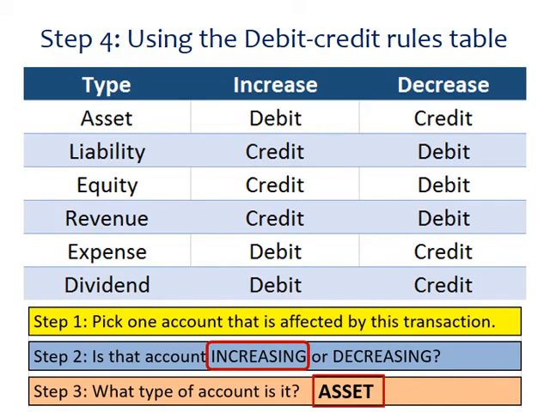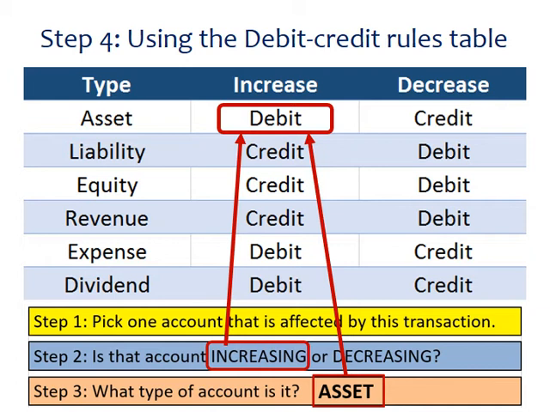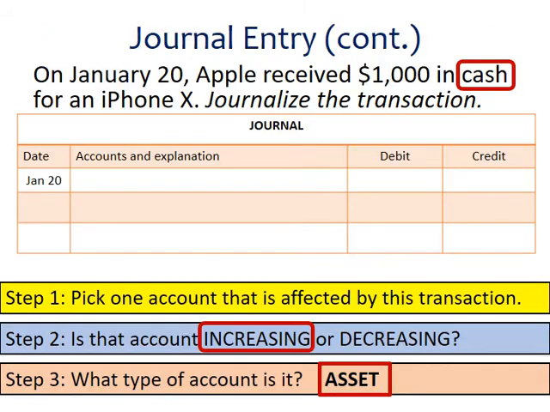We're going to combine those answers from Steps 2 and 3 to come up with whether we debit or credit cash. In Step 2, we said that the account was increasing, and in Step 3, we said it was an asset. So to increase an asset, according to our table, we would debit it. We now put our debit to cash in the journal entry and the debit for $1,000 in the debit column. But we're not done yet. We need the other side of this journal entry.